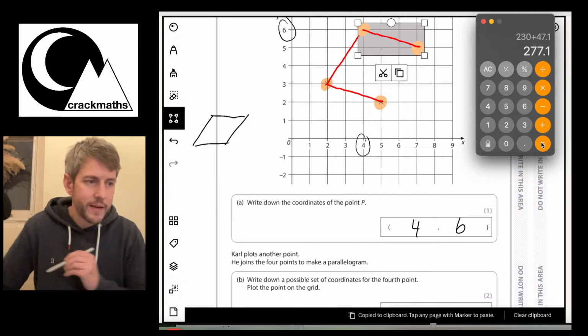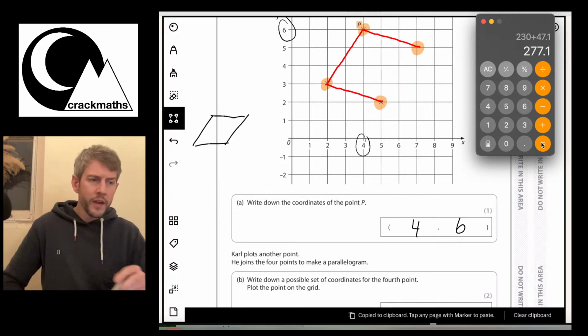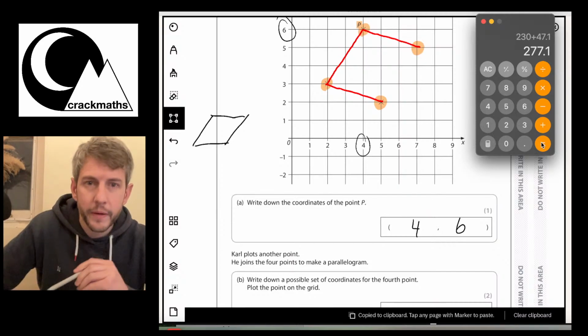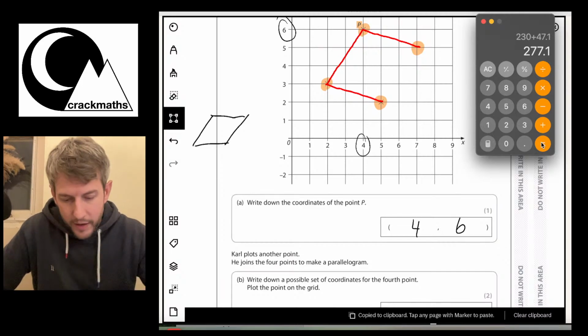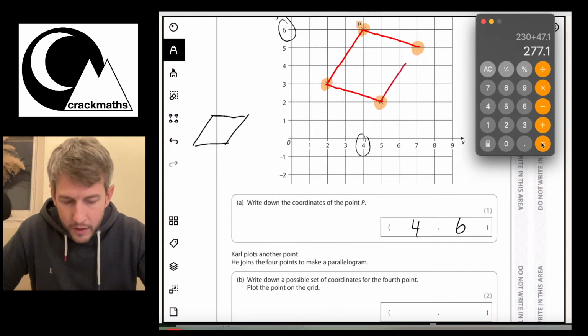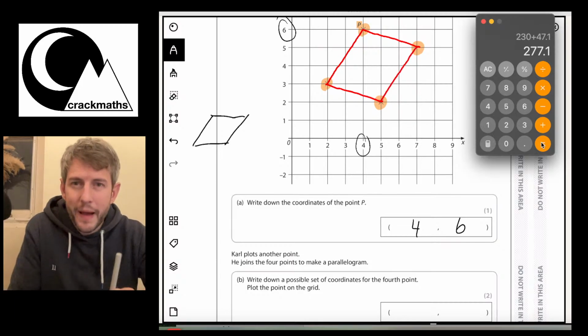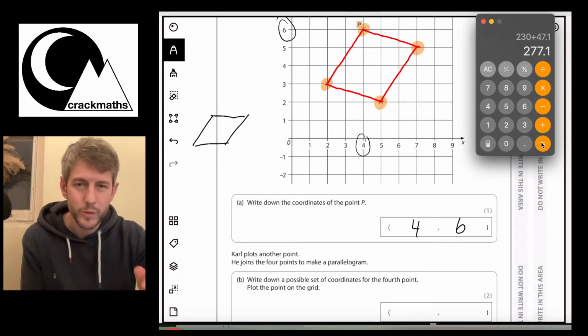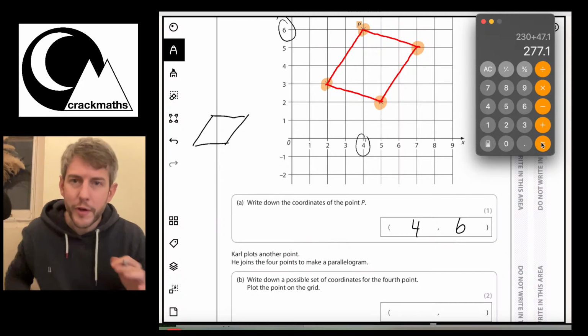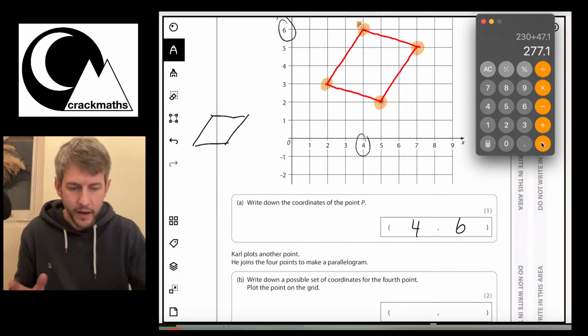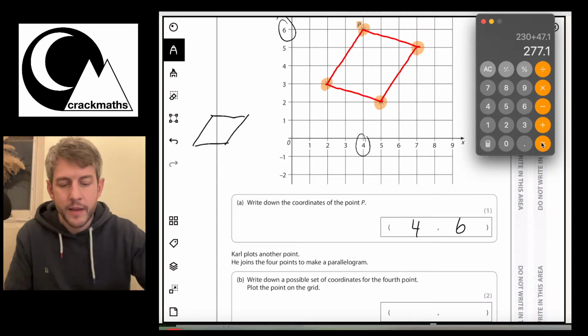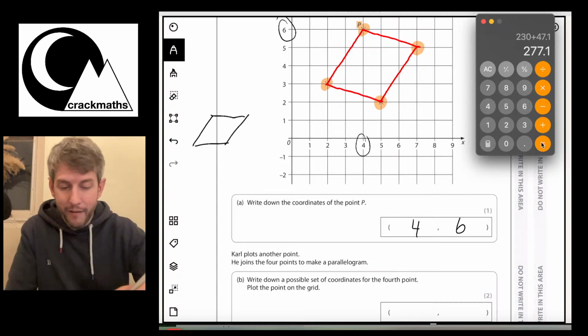Parallel means going in the same direction. So I can actually put this line up here. And then I can join these two. And I can see that I've got a parallelogram. Now, you can just play about with this. Remember to use pencil to start off with, because if you get it wrong, you can just rub it out and start again. But largely, just have a look to see when you're drawing the lines if they're parallel.